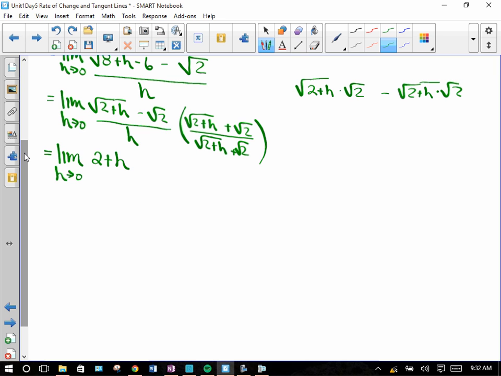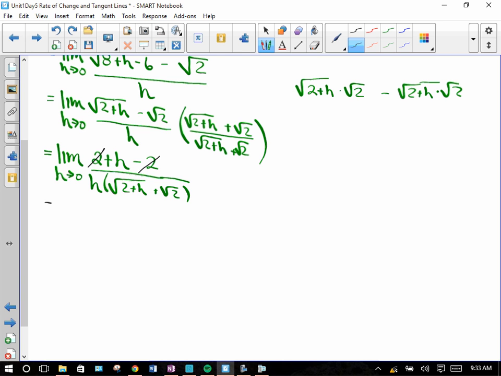Here, square root of 2 plus h times the square root of 2 plus h is 2 plus h. So then I'm going to have minus square root of 2 times positive square root of 2, that's going to be minus 2. Over, alright, so I have h times square root of 2 plus h plus square root of 2. I'm not really going to simplify that right now. Okay, so here's some cool things. Guess what? The 2 cancels out with this 2.